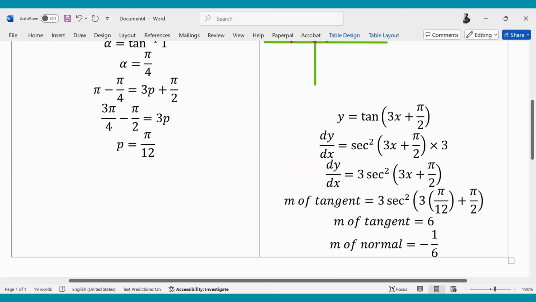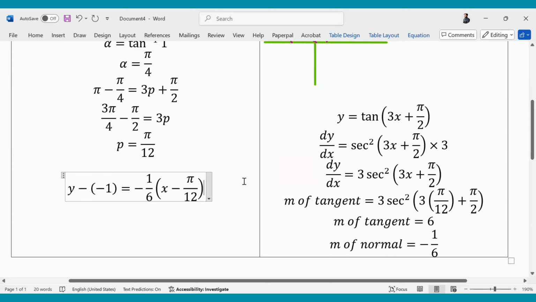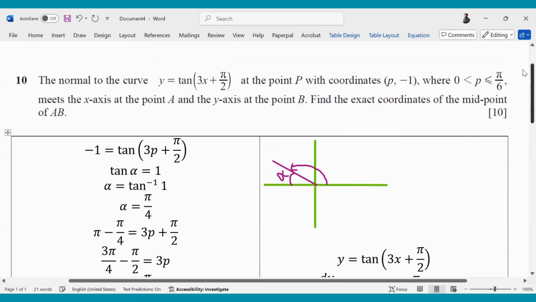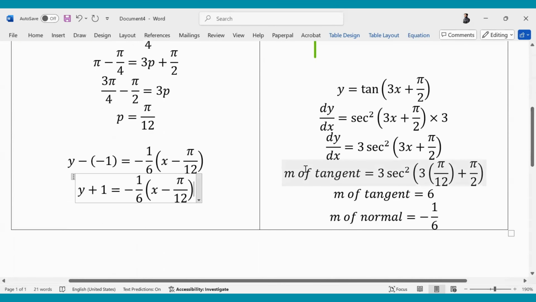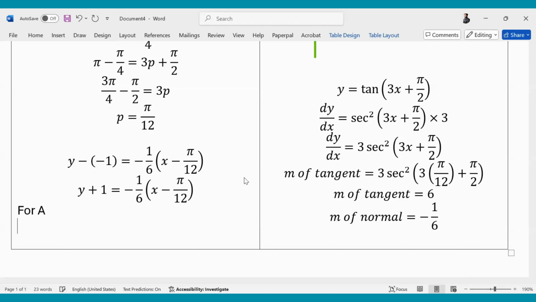Now you have the gradient and you have the coordinates. y minus y1 equals m times (x minus x1). Does this make sense? So what is the equation of the normal? y plus 1 equals, simplifying a little, -1 over 6 times (x minus pi over 12). Now in order to figure out the coordinates of A and B: what is the coordinate of A? It cuts the x-axis, which means y is 0 for A. I will plug in y as 0: 0 plus 1 is -1 over 6 times (x minus pi by 12).